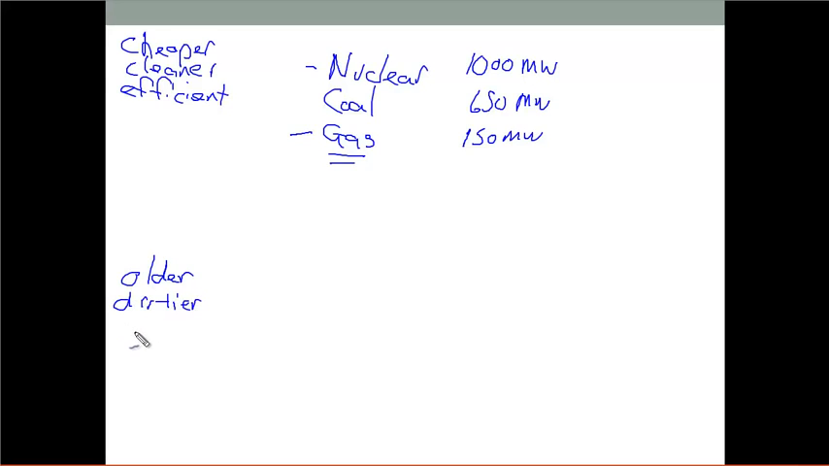These days, even the older plants, you've probably had to put back-end equipment on them to clean them up, so they're not as dirty as they used to be, but they're not as clean as the newest stuff, and less efficient, right? So they're less efficient. And let me add something here: more expensive fuel, right? Because here's another thing. So, cheaper fuel.